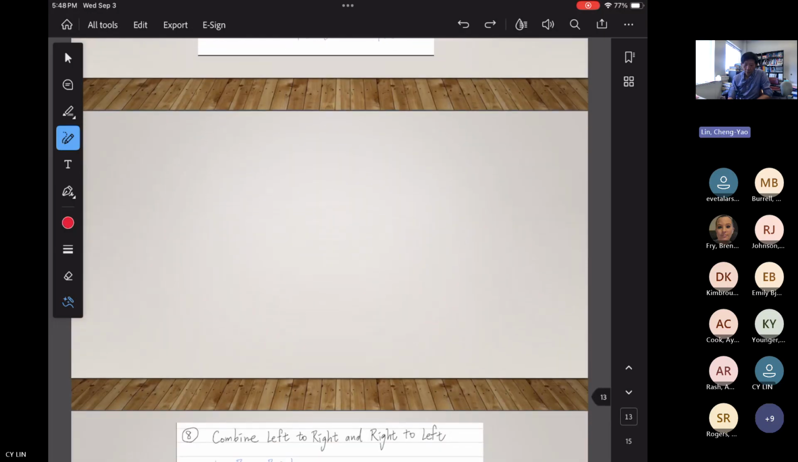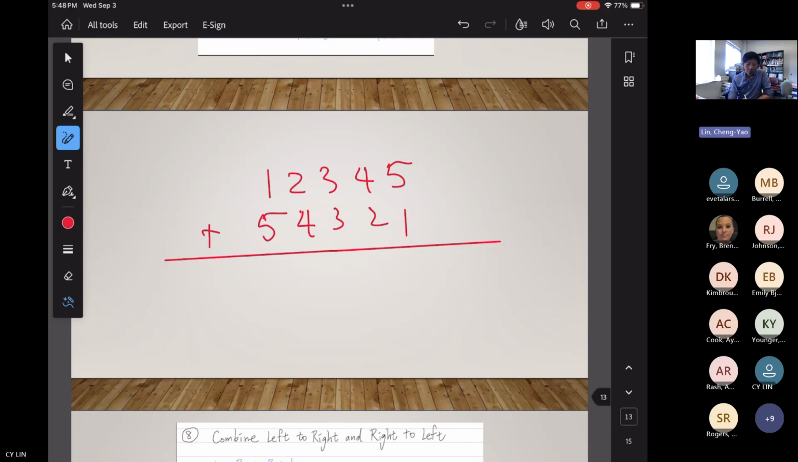How about we do this one? 1, 2, 3, 4, 5 and 5, 4, 3, 2, 1. Can we do it left to right? So 6, 6, 6 again, 6 again, and 6. Still working, right? If you do a lot of digits, you still can do it, okay?